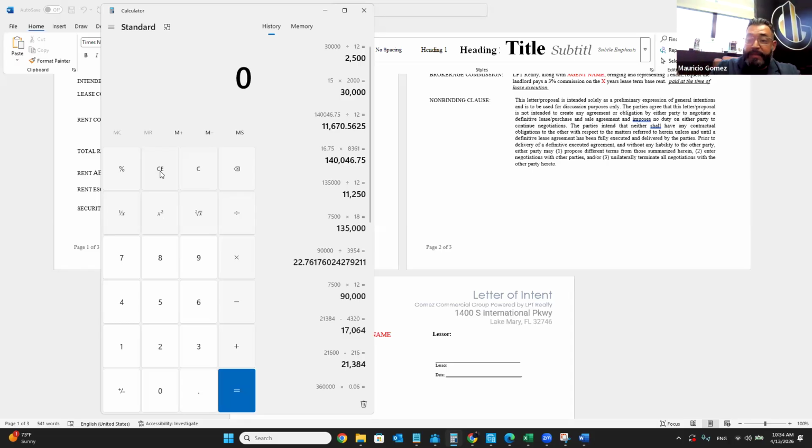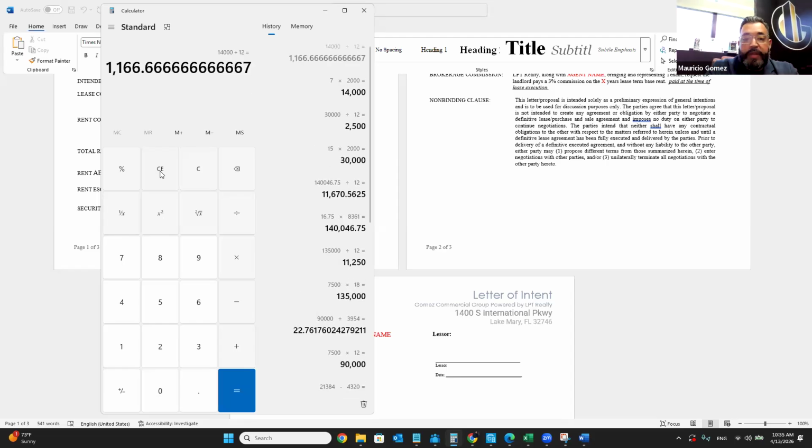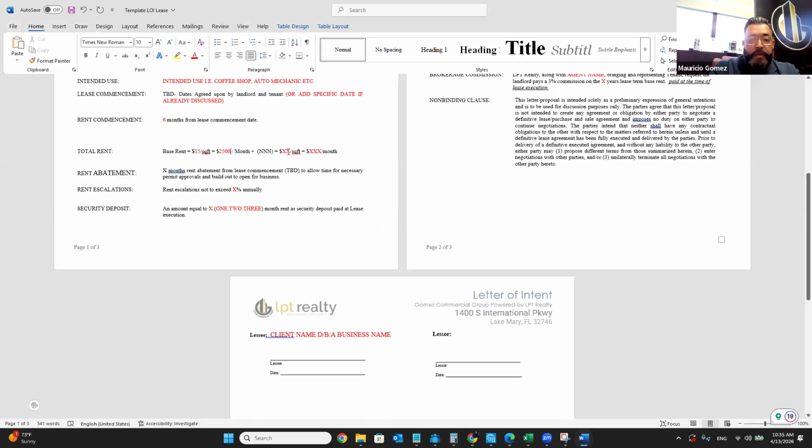What are the operating expenses? What is the triple net? What is the CAM, common area maintenance? Usually they'll tell you triple net is $7 all in. Okay, $7 all in at 2,000 square feet gives me $14,000 a year in triple net expenses. I divide that by 12, and that gives me $1,166.67. So I put $7 a square foot triple net and $1,166.67 a month for the triple net.